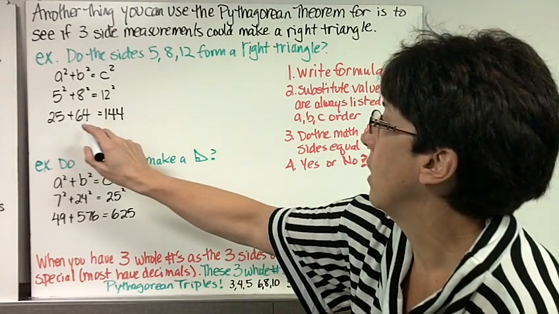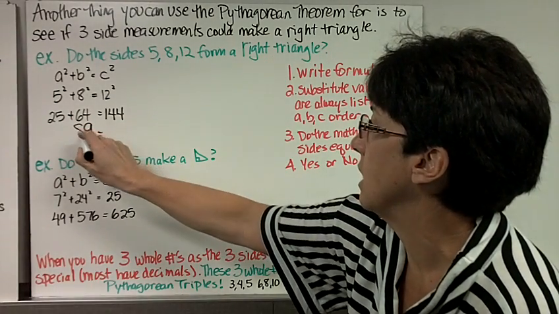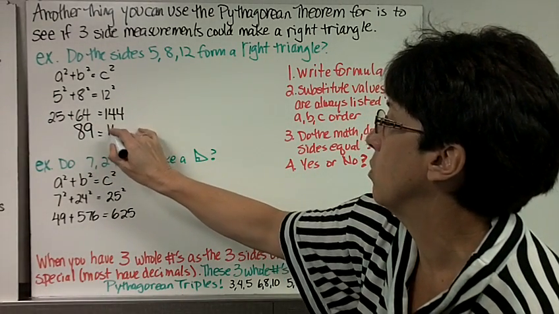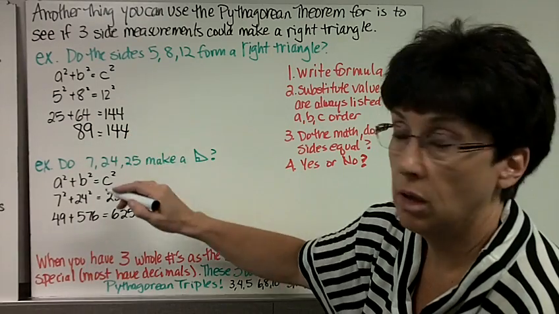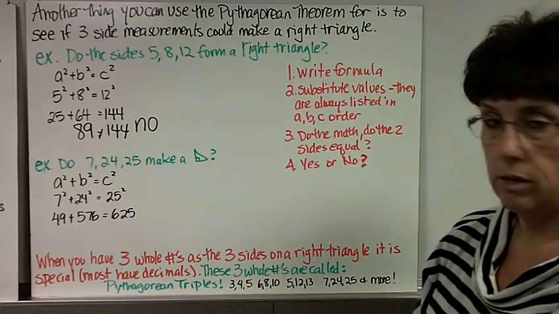But let's add it. 5 plus 4 is 9. 2 plus 6 is 8. Does 89 equal 144? No. So no, they could not form a right triangle.